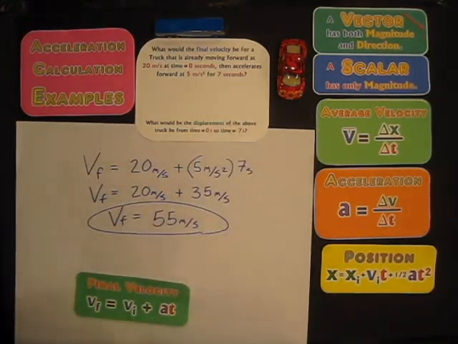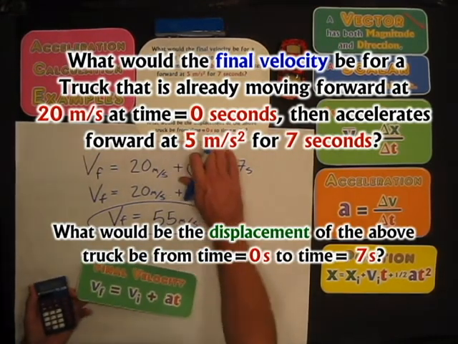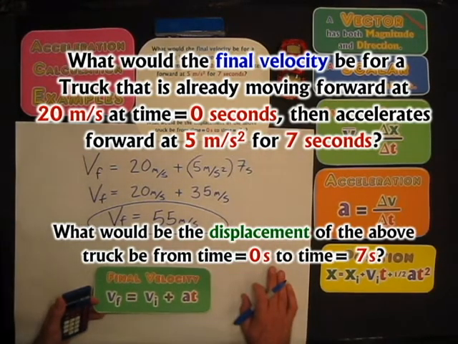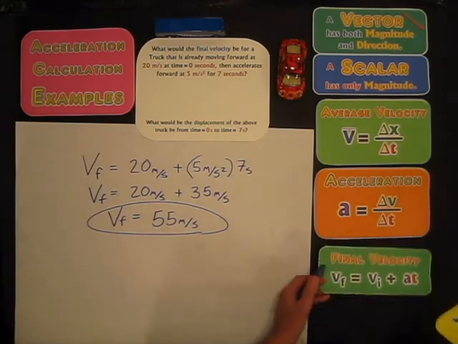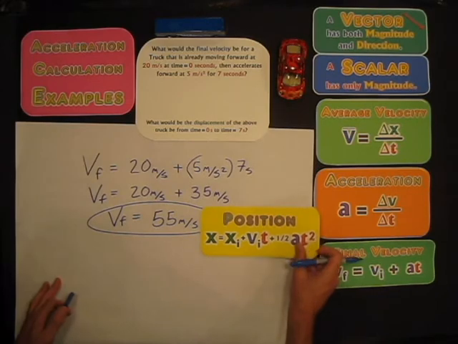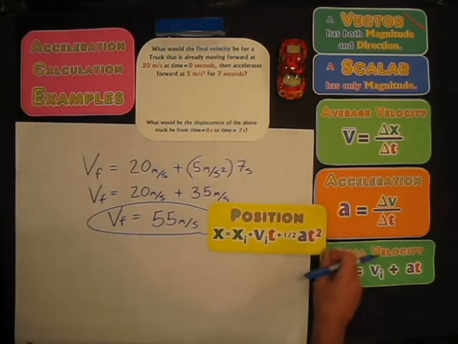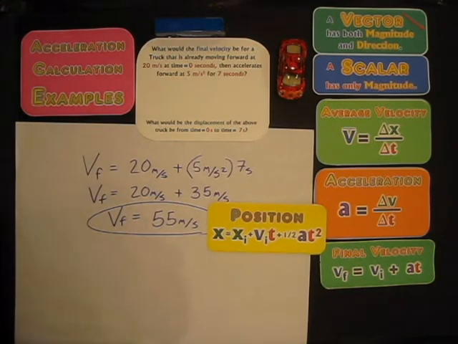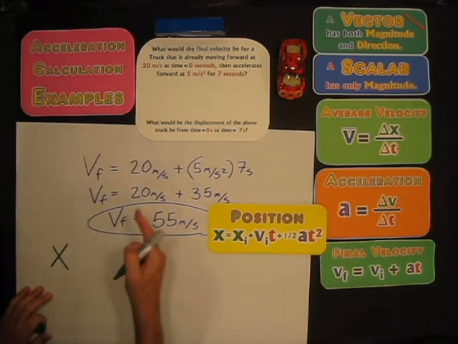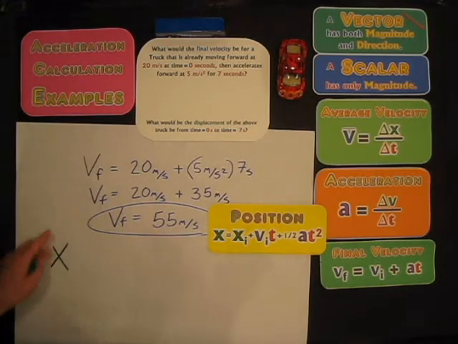But there's a second part. What would the displacement of the above truck be from time equals 0 to time equals 7 seconds? Oh, wait. Now we really get to use this one. The reason I gave the second part, now that I remember that I did that, is to use this guy. So what is my initial position? Let me do this one in a different color. We're solving for x. What's the displacement? That's like where you're going to wind up. We're defining where we're starting as 0. So this will be like where you wind up.